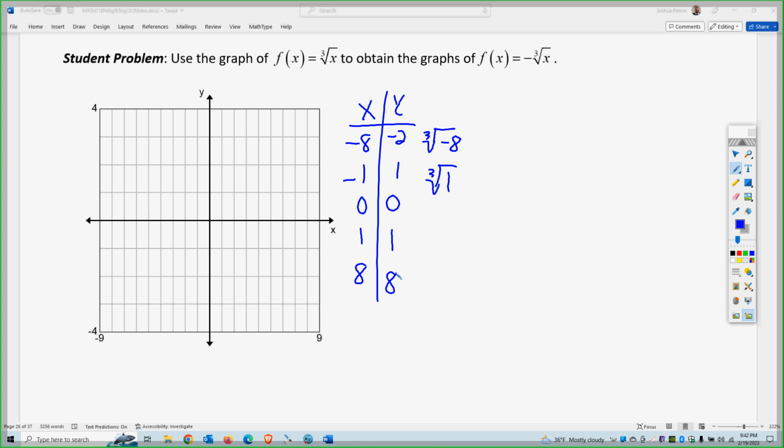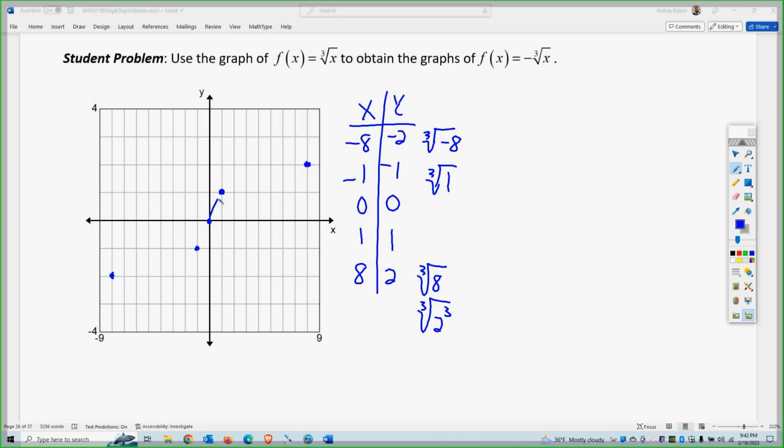The third root of 8 is 2. I'm sorry, why did I write 8? It's 2. I said 2, but I wrote 8. I don't know why I did that, right? Because the third root of 8 is 2, because it's the third root of 2 to the third power, right? So we know this. So that's why I didn't want to pick 2, 3, 4, 5, because those ones are decimals, not easy to graph. So 0, 0, 1, 1, -1. Oops, that's -1, right? And then 8, 2, and -8, -2.